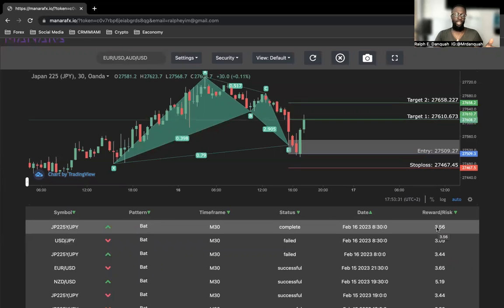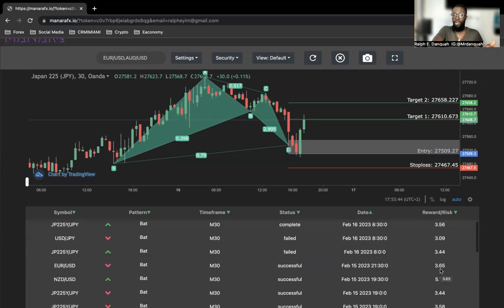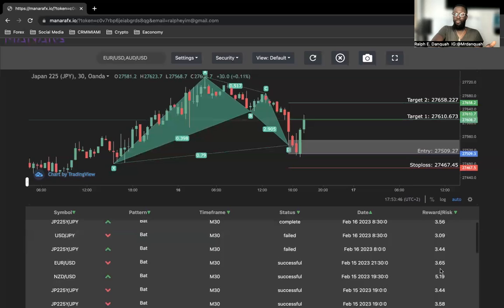Make sense? And the 3 is I'm risking 1 to make 3. Okay, 3 times. At 4, I'm risking 1 to make 4 times what I'm risking. At 5, I'm risking 1 to make 5 times what I'm risking. Does that make sense? So the higher the number, the better it is when you win. So risk to reward ratio is very key. And in another video, we will learn about risk to reward ratio, or probably in the ECA.